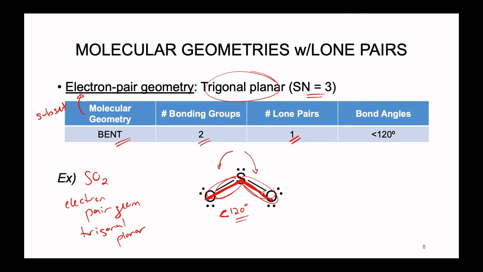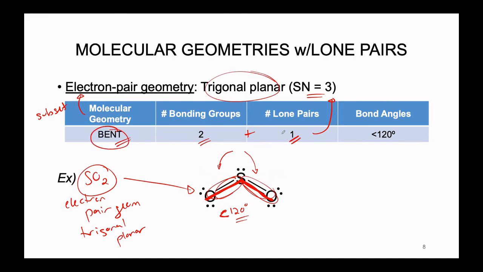All right, so the sum of the bonding groups and the lone pairs, again, should be equal to your overall steric number. So if you're given a chemical formula, like if you were to start from scratch and I say, hey, identify the electron pair and molecular geometry for SO2, you can draw SO2, observe how many bonding groups and lone pairs there are relative to each other, and use that to identify what the molecular geometry is.